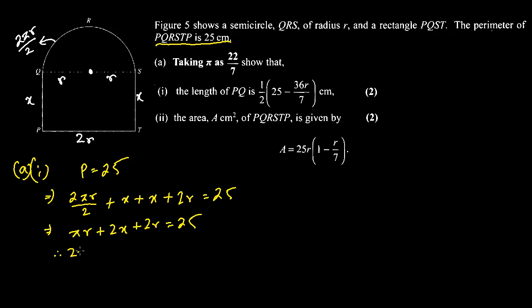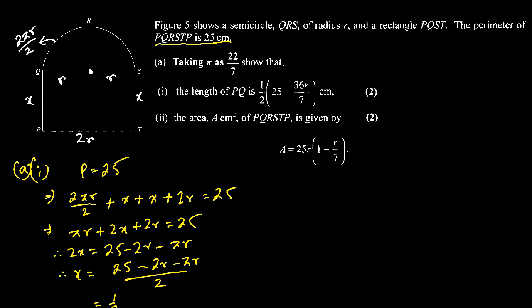So now we can write twice x equals 25 minus 2r minus pi r. Remember, we are finding an expression for x here. PQ is x. So therefore we can write x equals 25 minus 2r minus pi r, divided by 2. We have to use pi as 22 by 7. Remember, pi is not 22 by 7. It is in this sum they're telling us to use 22 by 7. Otherwise you cannot use pi to be 22 by 7.